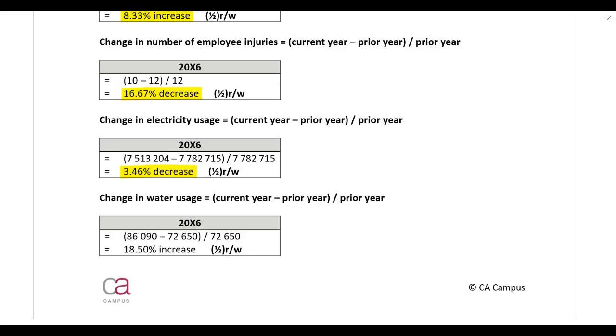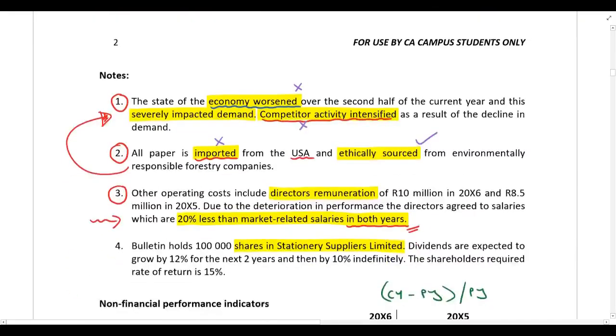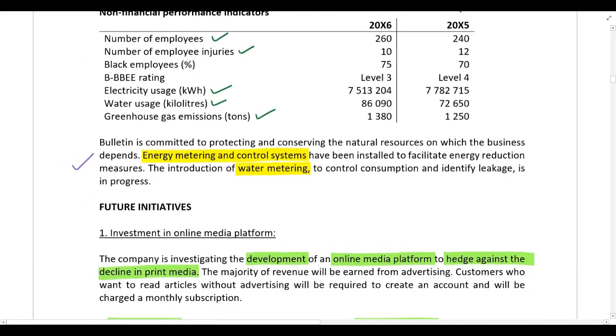However, this really does indicate positive performance because the decrease in electricity usage is more than the drop in revenue. So this isn't just because revenue dropped that they are saving electricity. There's some other reason why they are saving electricity, and that indicates positive performance. Is there a potential reason for this? Remember, you were told that energy metering and control systems have been installed to facilitate energy reduction measures. So that is most likely the reason why there has been a decrease in electricity usage, and that's what you need to include in your suggested solution.